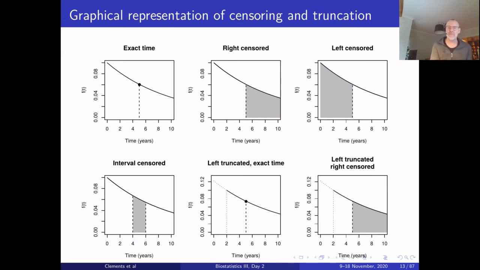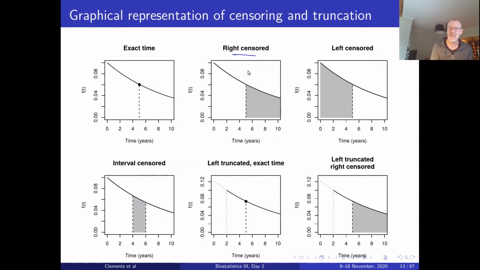As a graphical representation, what we could have is the exact time. So this is an individual who had the event at 5 years. If it's right censored, this individual did not have the event at 5 years. Left censored, they had the event between 0 and 5 years. Interval censored, they had the event between 4 and 6 years.